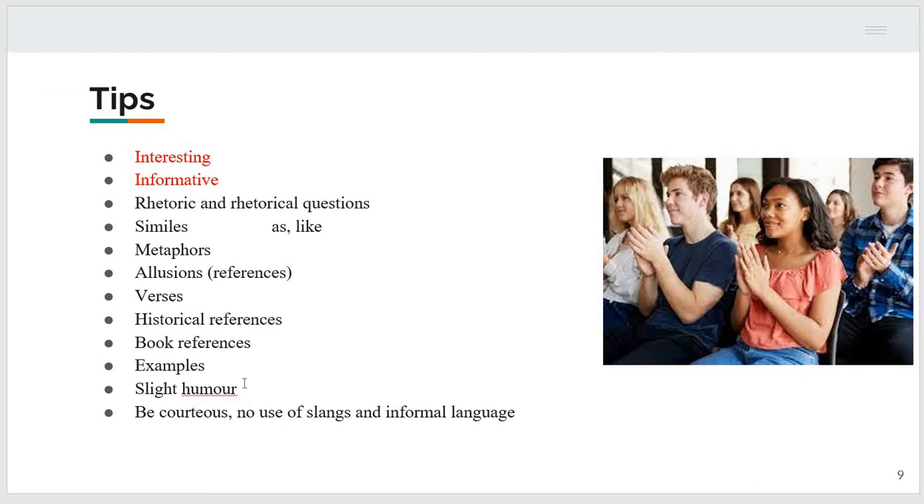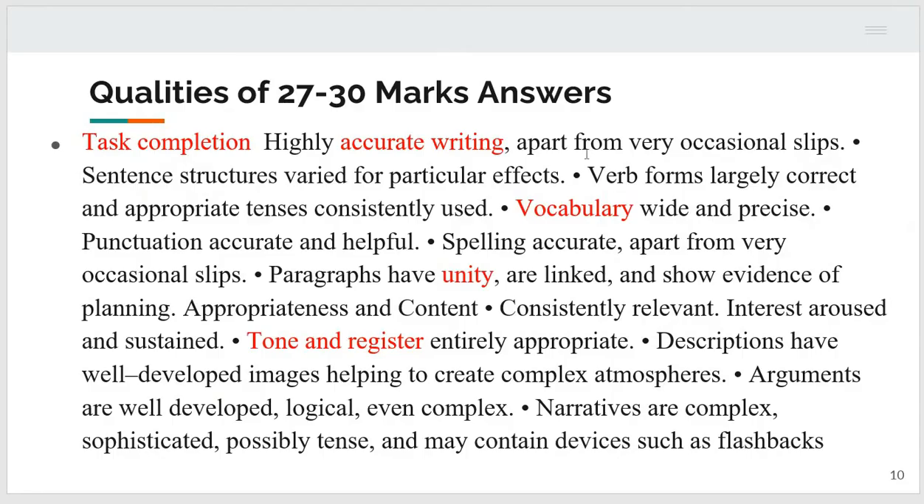Slight humor. Remember, in speeches and in TED Talks, they use slight humor that people just burst into laughter for some seconds and they come back again to the normal situation. Be courteous, no use of slang and informal language because you are writing it for exam.